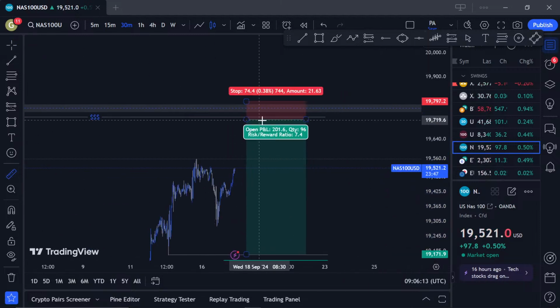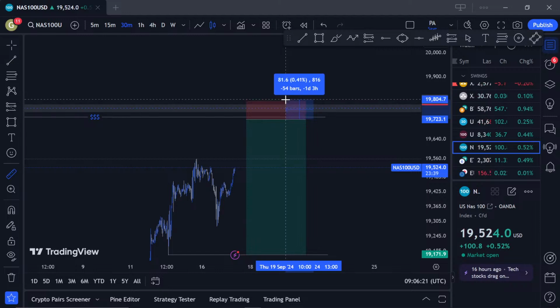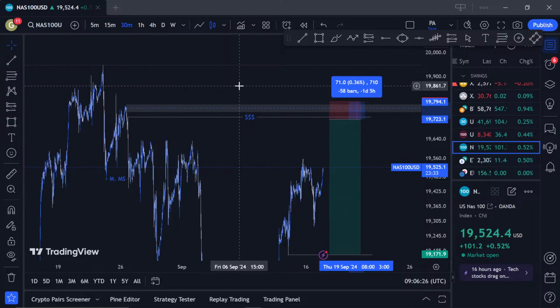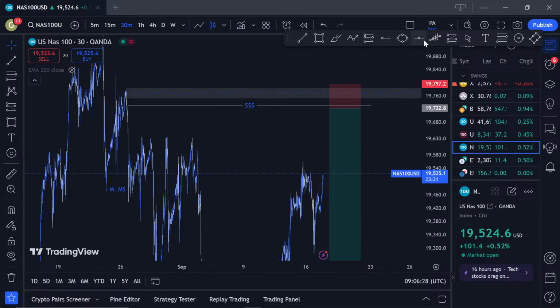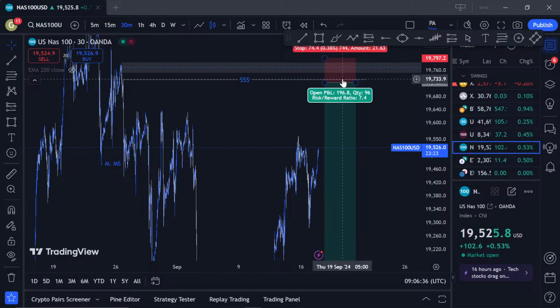So let me check the pip difference here. This NAS 100 is showing me about 70 something pips. Well, this is really crazy for NAS 100 because NAS 100 is a very volatile pair. So yeah, this should simply be my entry on NAS 100. I wait for the market to get to this 19,760 level, gives me a bearish close.